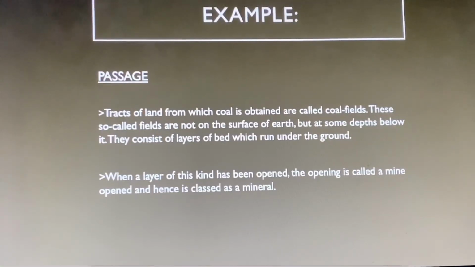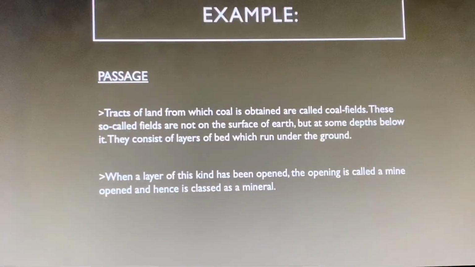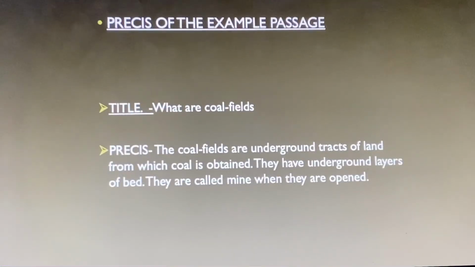So my precis answer is, when a layer of this kind has been opened, the opening is called a mine, and hence is called a mineral. Precis of the example passage here. These are the 2 passages and here are the answers. So what are the precis answers here?